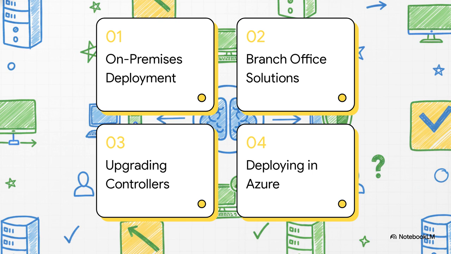Our syllabus for today's lecture covers 4 core areas. First, on-premises deployment phases. Second, branch office solutions. Third, upgrading domain controllers. And finally, deploying in Azure.